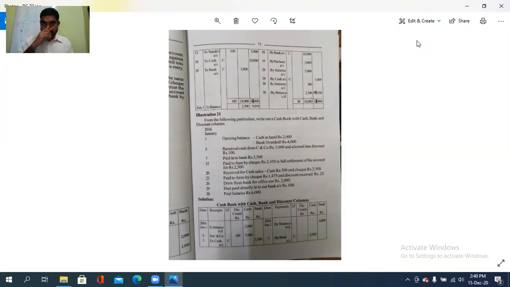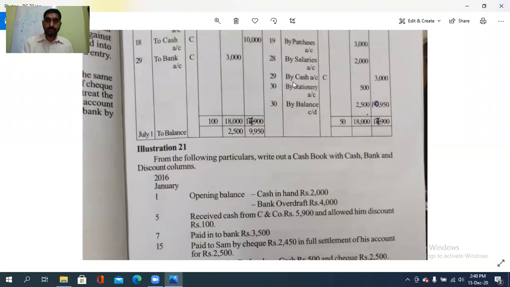So see, debit side is 18,000, credit side is short by 2,500. So the cash balance is by balance carried down 2,500. And in the bank column, 17,900 is the total. See, there is 10,950 as the balance. So both are the balance carried down, the closing balance of the cash in hand and at bank. And that is to be brought down the next day. See, balance brought down 2,500 and 10,950.